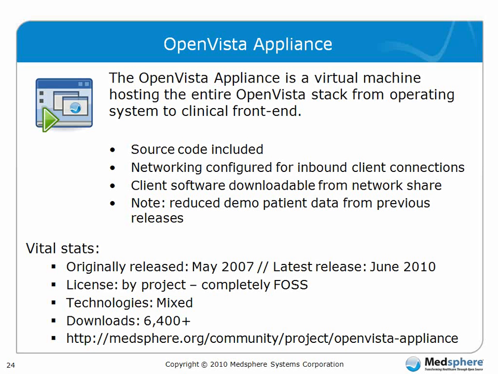Okay, the OpenVista Appliance. This is basically a roll-up of all of the various products into one virtual machine that you could download and run very easily. The licenses obviously vary by the various projects, but it's all FOSS, runs on GT.M. Had significant number of downloads to date, and we just released the 6th release of it actually last night, which includes the latest version of the products from the various projects.